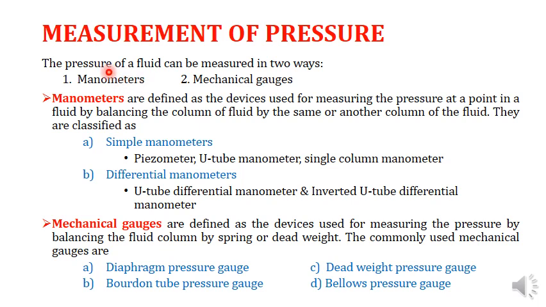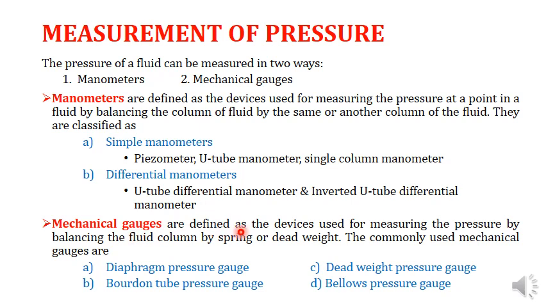So generally, the pressure of a fluid can be measured in two ways. First of all, by using manometers, and secondly, by using mechanical gauges. Manometers are defined as the devices used for measuring the pressure at a point in a fluid by balancing the column of the fluid by the same or another column of fluid. They are classified as simple manometers like piezometer, U-tube manometers, single column manometers, and differential manometers like U-tube differential manometers and inverted U-tube differential manometers.